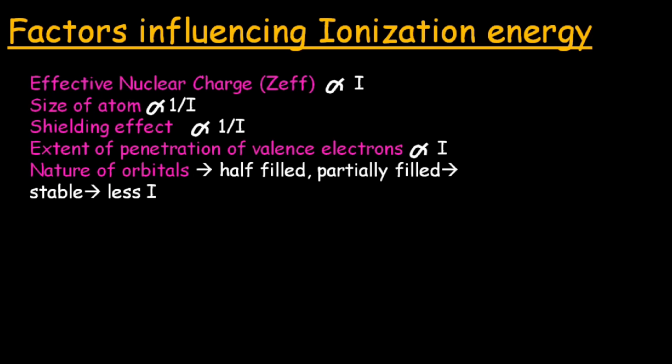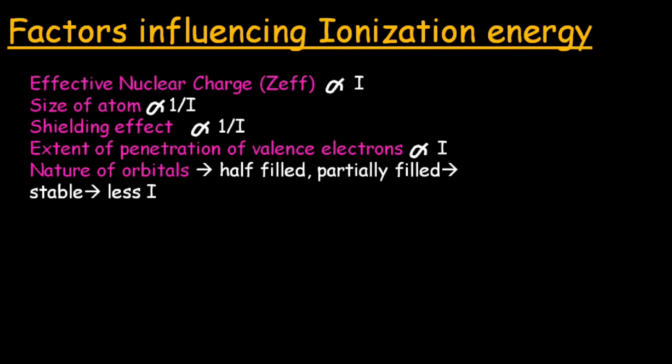The second factor is the size of atom. Greater the size of atom, smaller will be the ionization energy, as I have discussed previously. While moving down the group, the size of atom increases, and the ionization energy decreases.